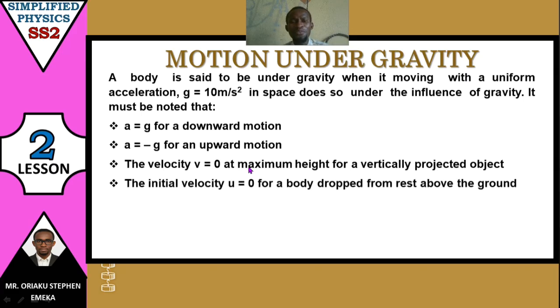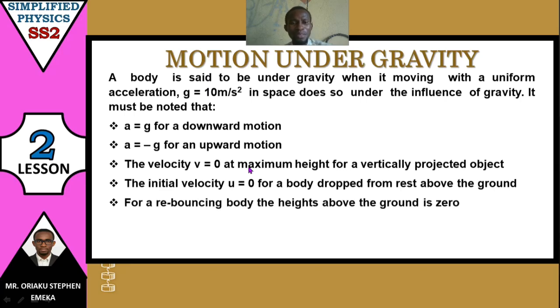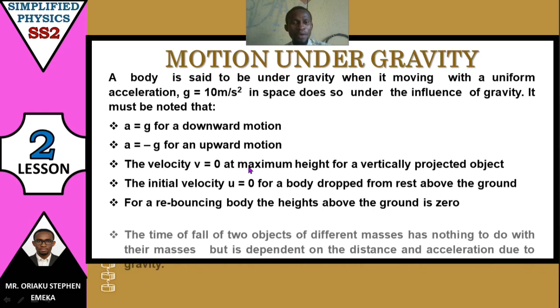Also you should note that the initial velocity of an object dropped from a height above the ground is 0. It's just like I have this pen and I want to drop it. At this point it is not moving, it is at rest. So leaving it, the initial velocity was actually 0 before it started falling down. Now we should also note that for a bouncing body, the height above the ground is 0.